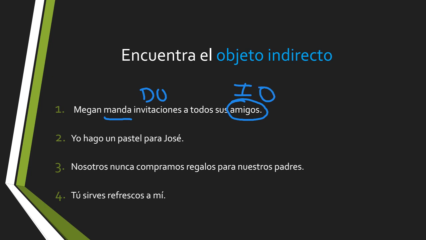Número dos, yo hago un pastel para Jose. So we found our verb, which is hago.